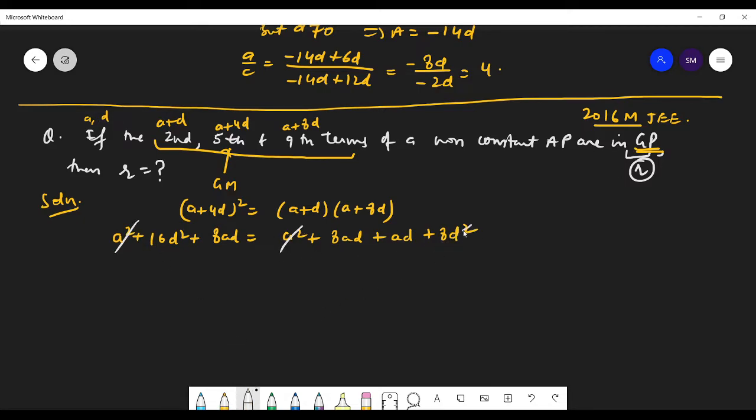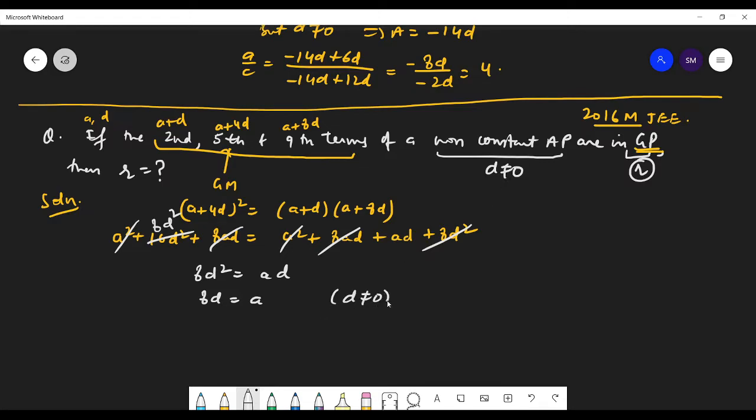This square cancels out. This is 8D square. So this will be 8D square here. A D square is equal to A D. So you have got the condition 8D is equal to A, and you know that this is a non-constant AP, so D cannot be equal to 0, right? So you have to find R.